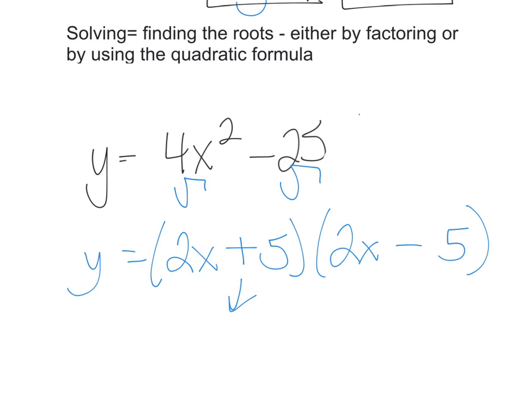In this case, my roots would be negative 5 over 2 and positive 5 over 2. So plus or minus, if you want to write them this way, you can. Plus or minus 5 halves. Those are the two x-intercepts. Again, when you're factoring, you'll find the two roots. You can find the vertex by averaging the x-coordinates and plugging that number back into the equation.